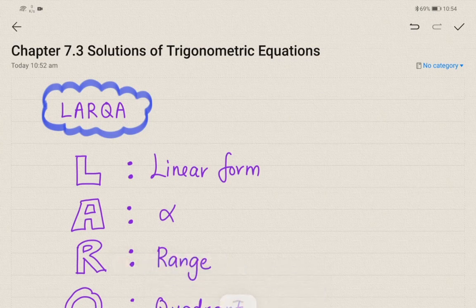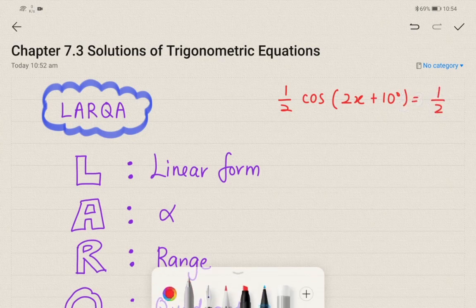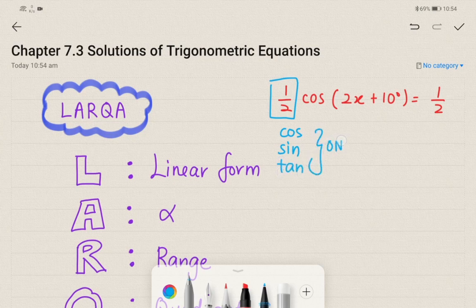So what does it mean by linear form? For example, now I have 1 over 2 cos, maybe here I have 2x plus 10 degree equals to 1 over 2. So remember, in linear form, the front part should only have cos, sine, or tan, these three trigo functions only. There should be no number.